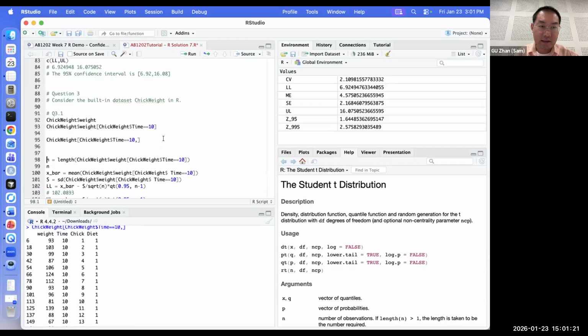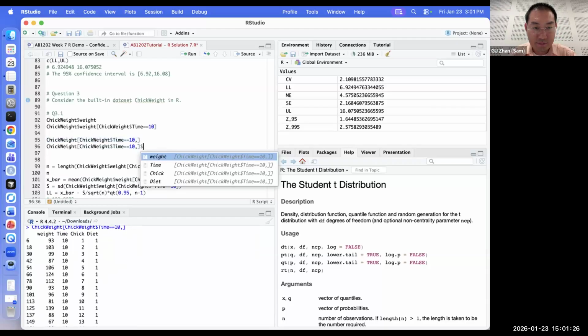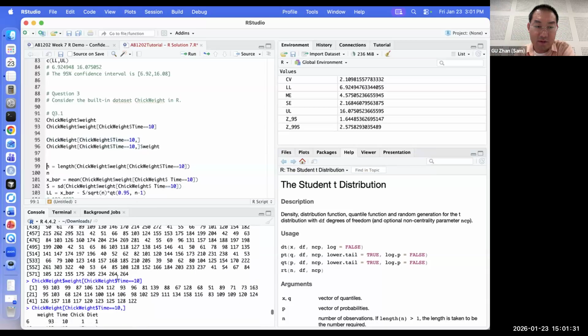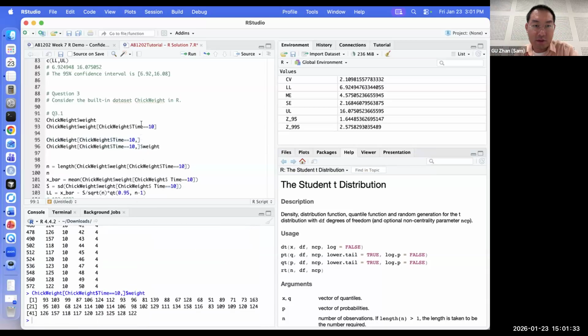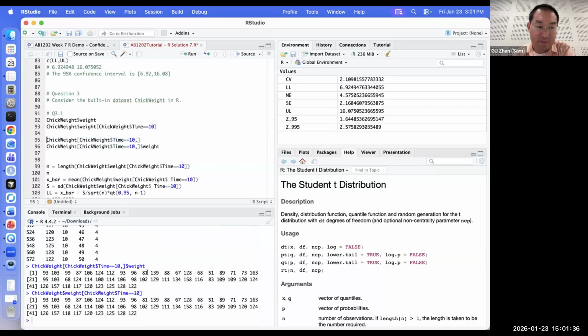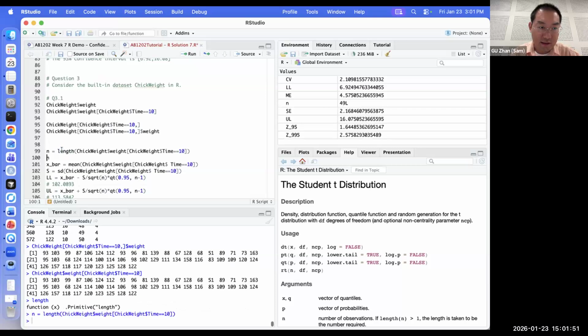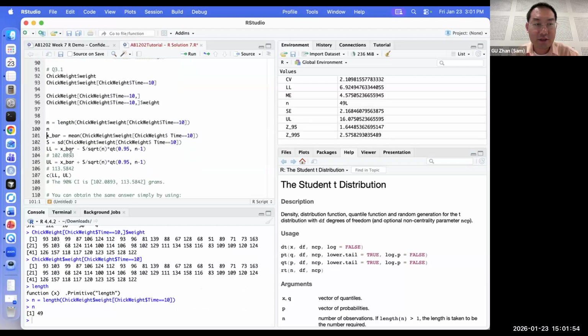Now next, if you are particularly interested in weight, then what you can do is give me the weight, then you will get the weight. The result will be the same as what you wrote earlier. These two are the same. But you can try using a comma, then that will show you all the columns, so it's easier for you to verify. Next is length. Again, we use length. Let's have a look. Length n equals 49. So there are 49 chicks of 10 days old.